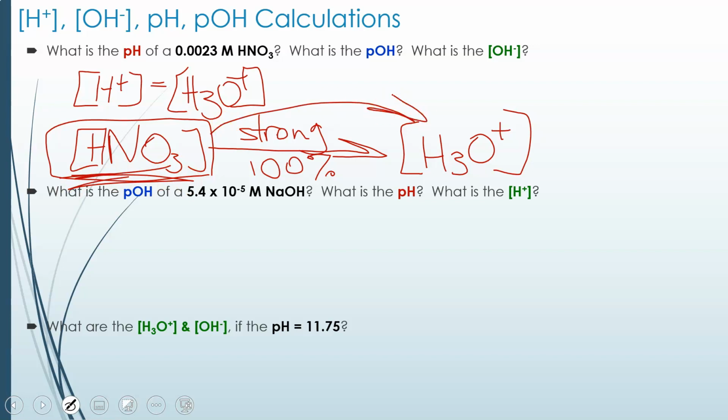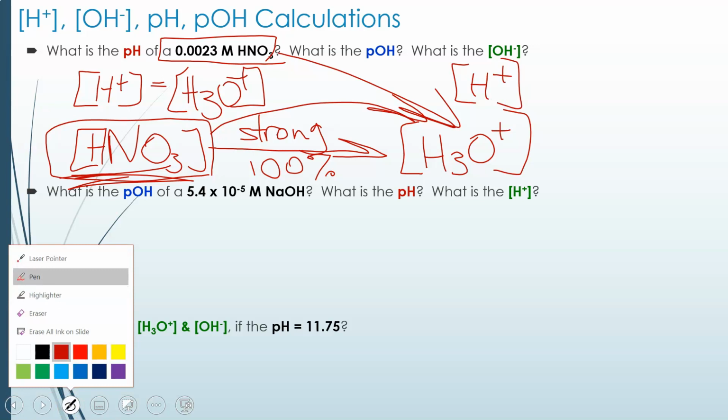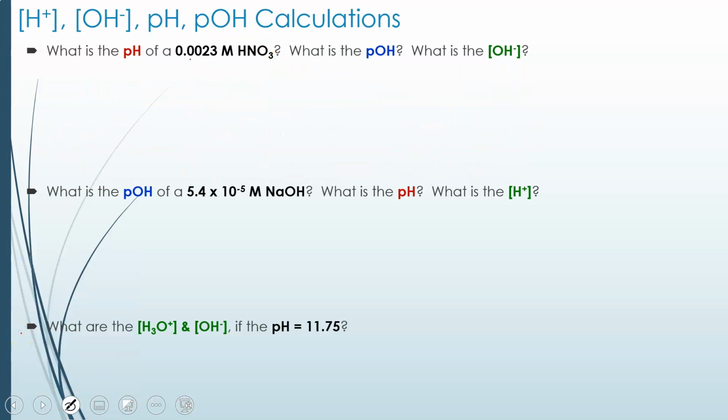All of this will be turned into this the second it hits the water. It's a very strong acid. It completely releases its proton. The proton will be bound up by water. So if I know the concentration of this acid, I know the concentration of hydronium ion, which incidentally is the same thing as the concentration of proton. Whichever way you want to write it for your personal notes, that's fine. So this is our hydronium ion concentration.